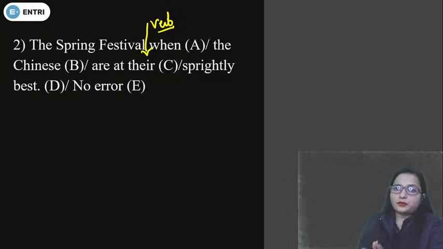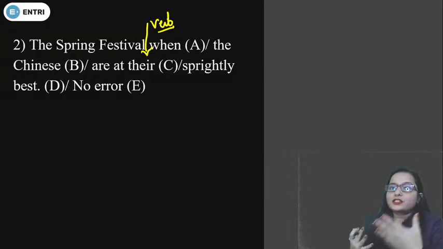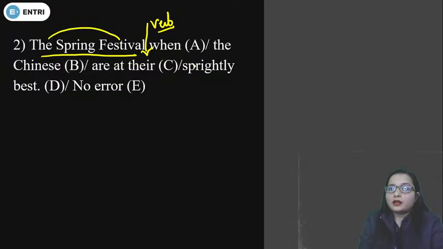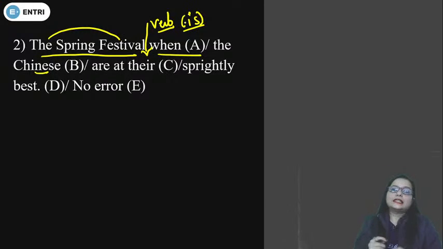When we talk about the subject or the object, we think that the subject can only be one word, but it is not true. We can have subjects where we have a noun phrase or a clause. So here the Spring Festival, all these three words are the subject, and when the Chinese are basically telling us something about the subject, so we need a verb here, and the verb should be is. We have to use the verb which can connect the subject with the object. Now it is perfectly fine.